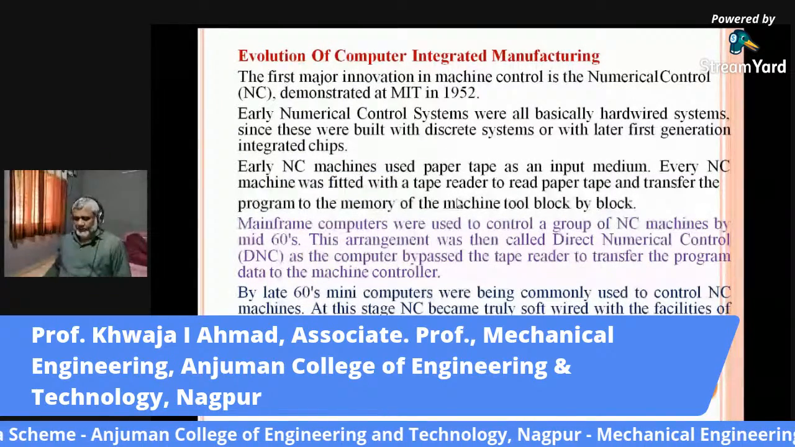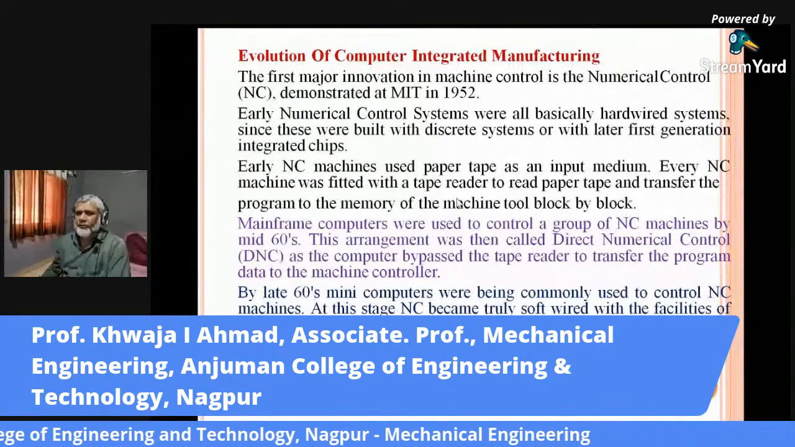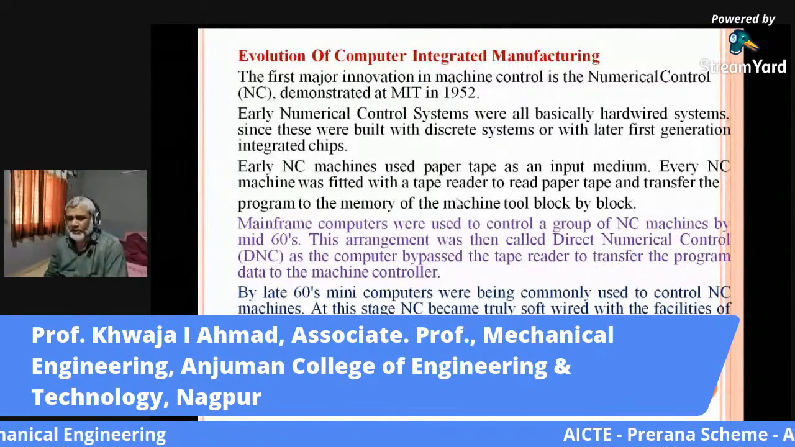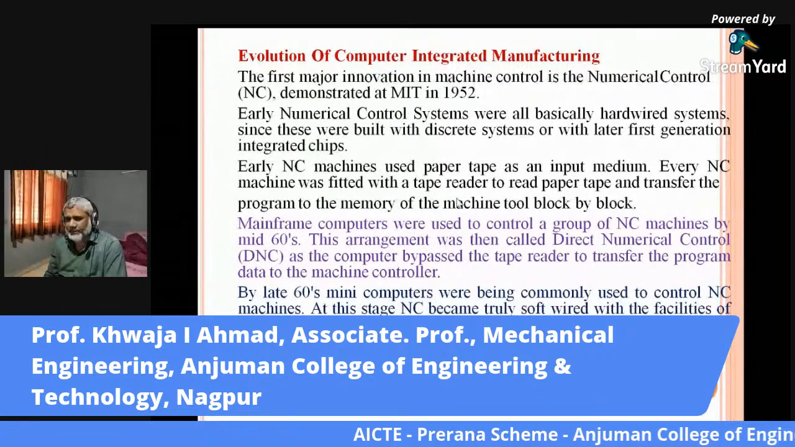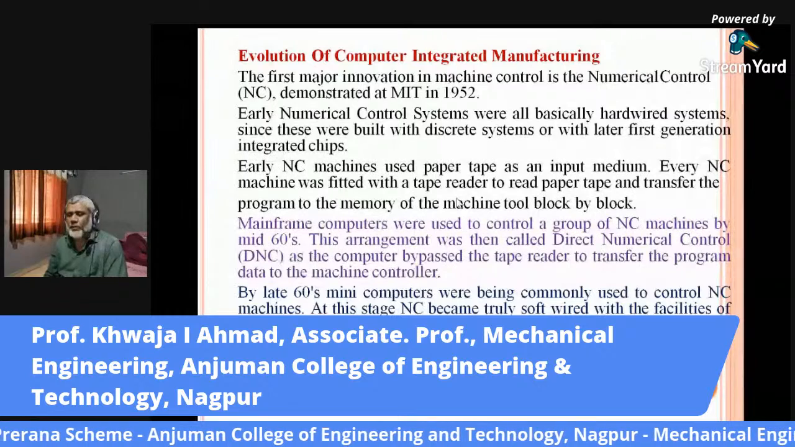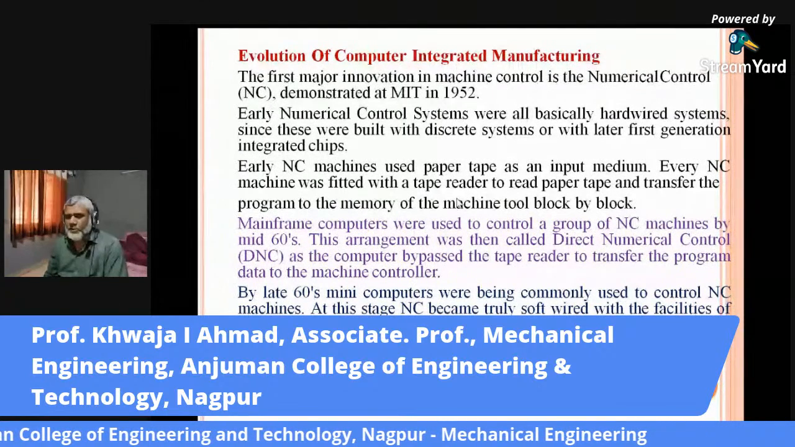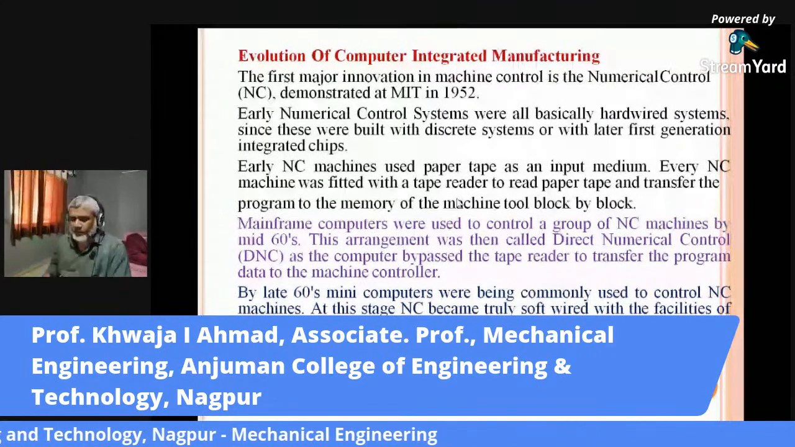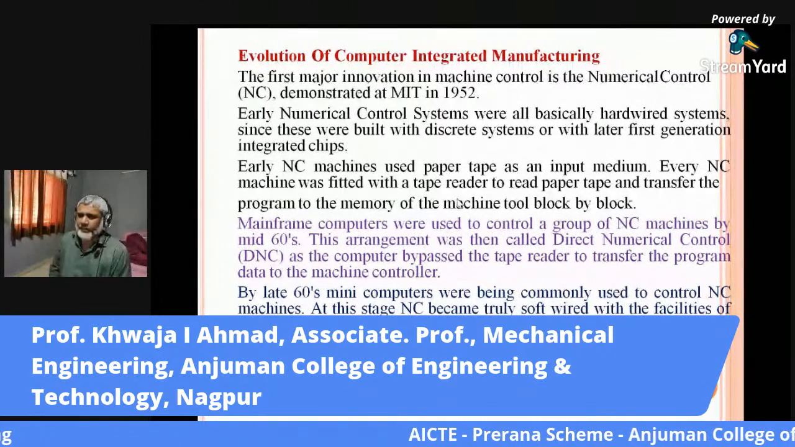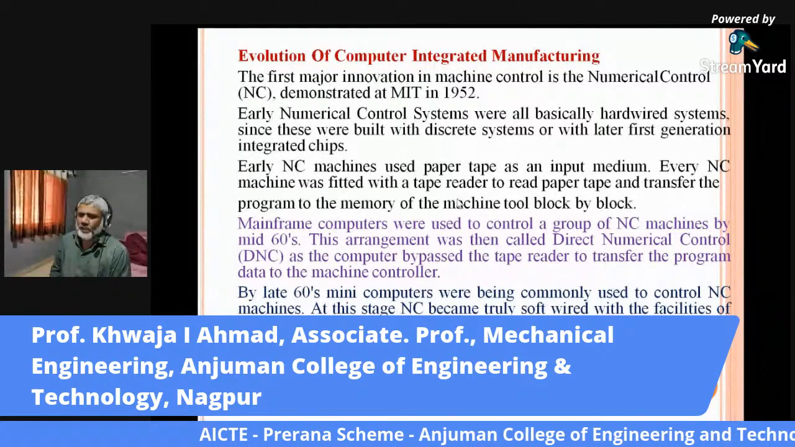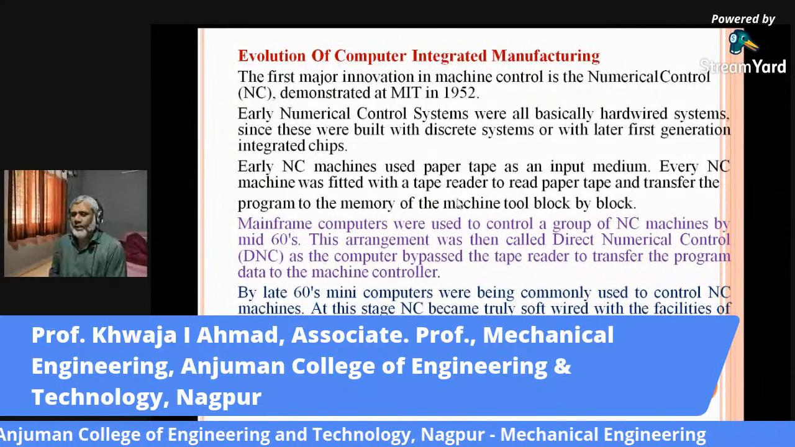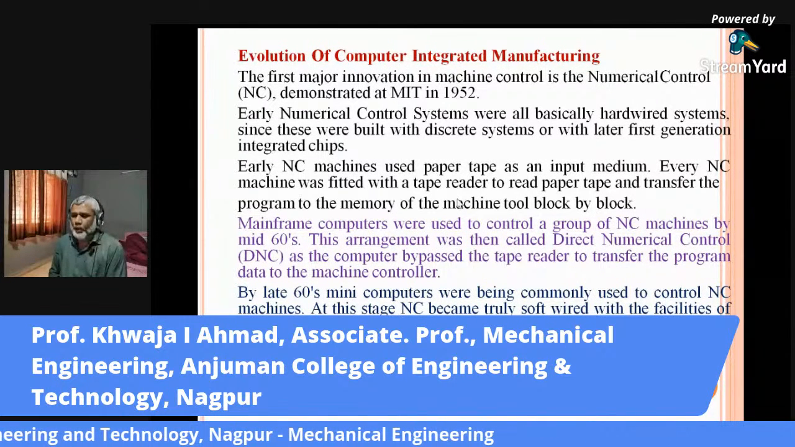Now the last points: the evolution of computer integrated manufacturing started with MIT in 1952. Earlier they used numerical control machines. Basically they were all hardwired systems, and in the NC machines, paper tape was used as an input medium for providing the job description to the controller. The tape reader transferred the written program on the tape to the memory of the machine tool, but it used to deliver the program block by block.